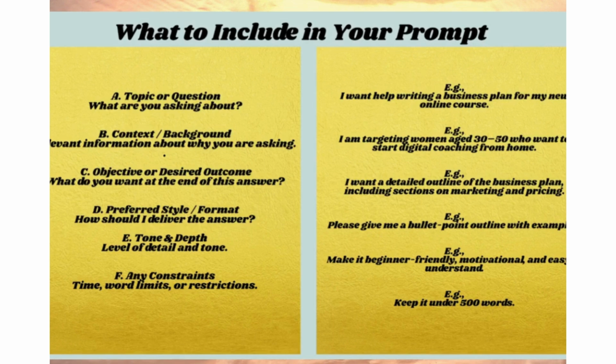Then third thing, you have to mention the objective or the desired outcome which you want at the end of the answer which ChatGPT is going to give you. Okay, for example, I want a detailed outline of the business plan including sections on marketing and pricing.